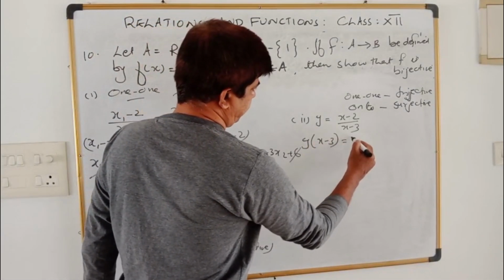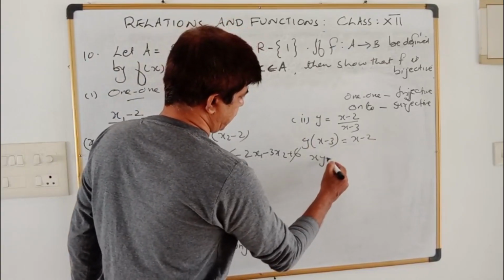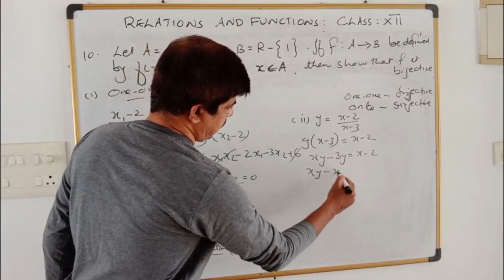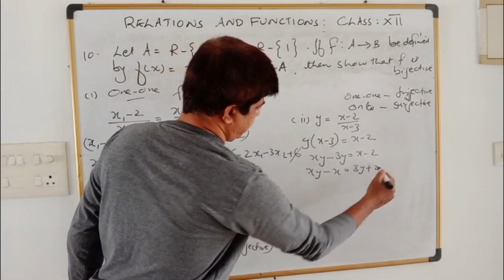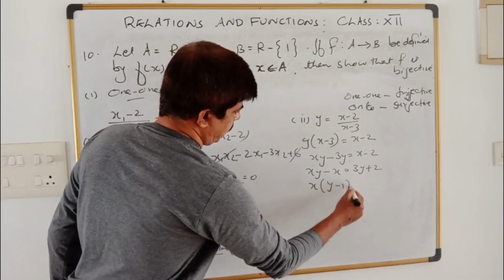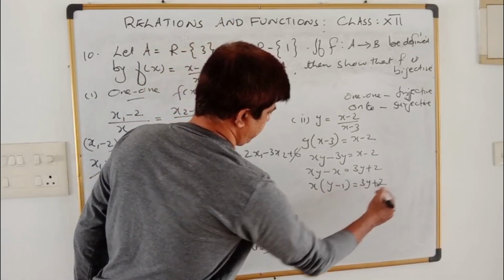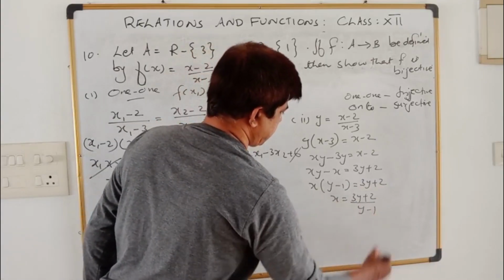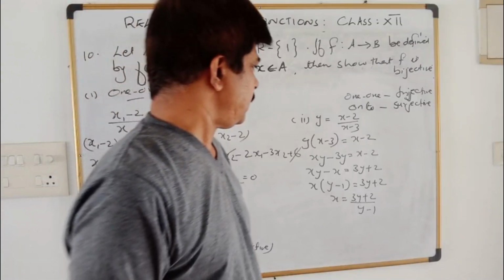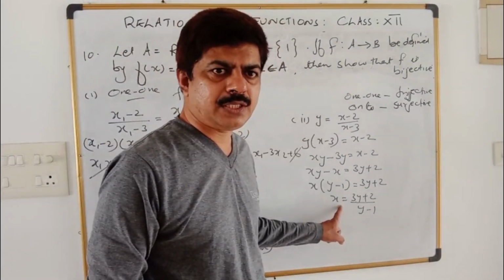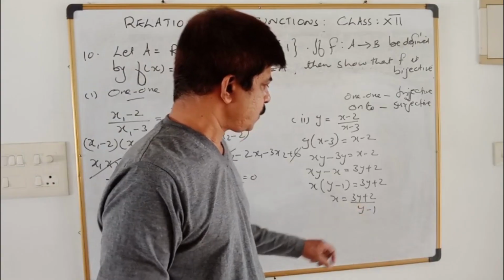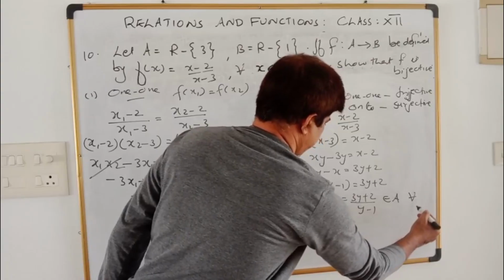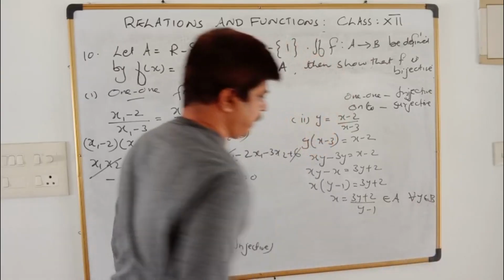So we do cross multiplication: xy minus 3y equals x minus 2. Take the x terms to the LHS: xy minus x equals 3y minus 2, so x is common. x times (y minus 1) equals 3y minus 2. So x is equal to (3y minus 2) by (y minus 1). So when you check whether any function is onto, we always follow this method, changing x in terms of y. So we know that this is defined for every y belonging to B.